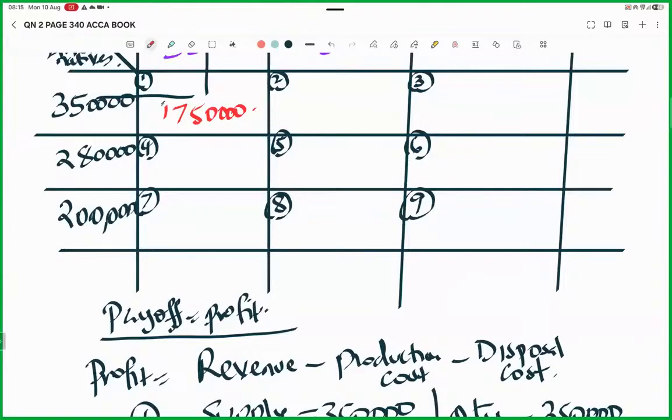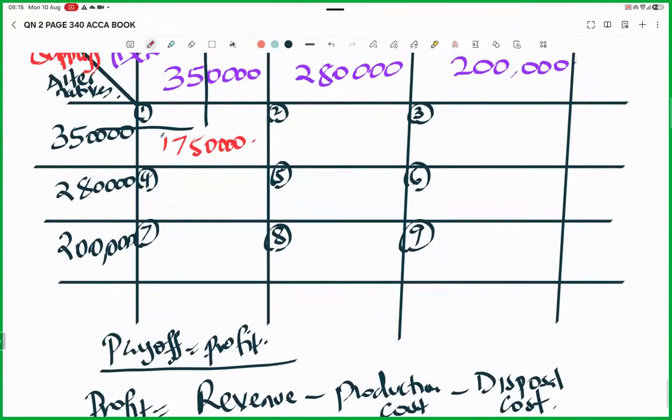You tell us for cell number 2, what are the possibilities? What is the supply? What is the demand? Compare the two. What will be the effective quantity sold? So Hamis is giving me 1080.